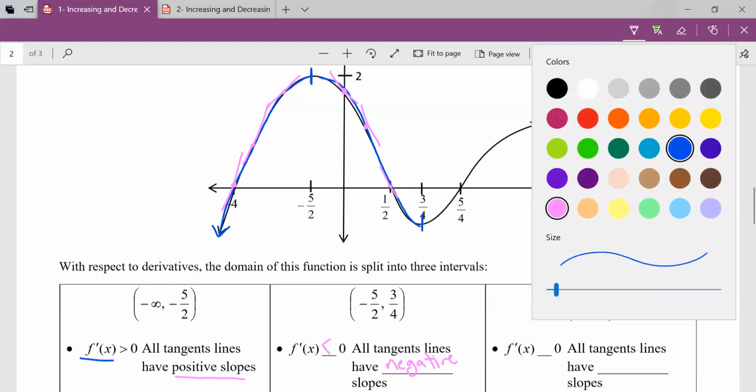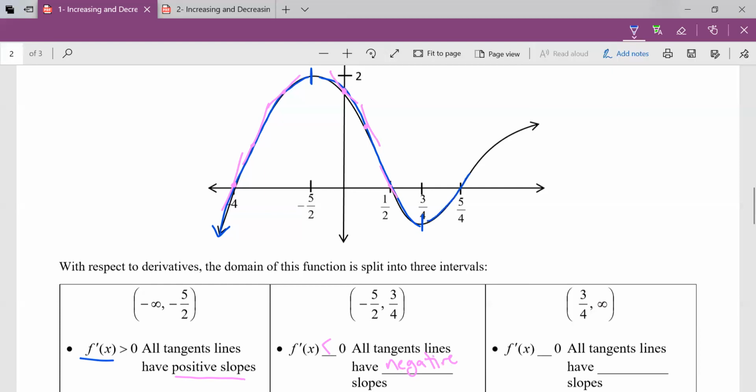We go to the third interval, greater than 3/4, right there. Well, guess what? I draw in some more tangent lines, right? It's all about the tangent lines today. Draw in some more tangent lines, and the slopes of all my tangent lines will be positive. So that means the derivative is greater than 0, and all of the tangent lines have positive slopes.